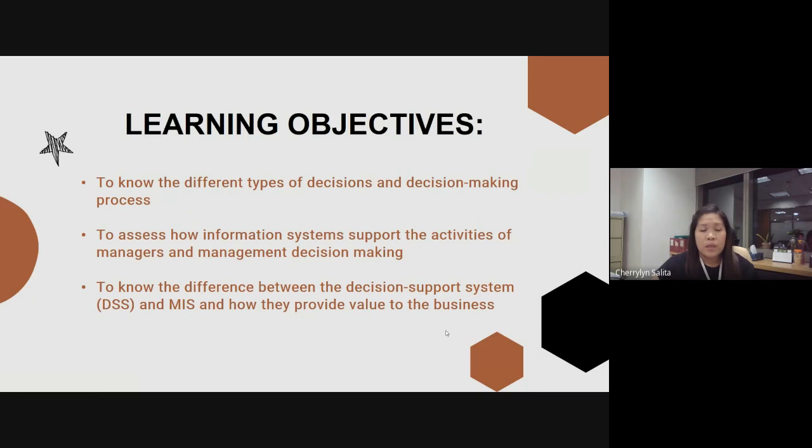So, first, we start with the learning objectives. There are three: to know the different types of decisions and decision making process, to assess how information systems support the activities of managers and management decision making. And lastly, to know the difference between the decision support system or the DSS and the management information system and how they provide value to the business.